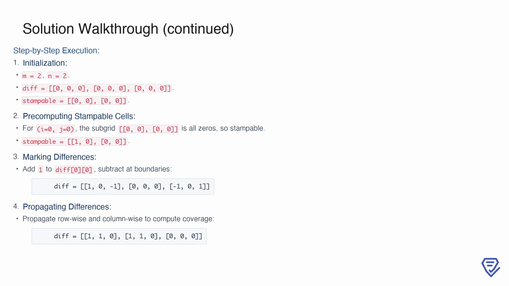This updates the stampable matrix to indicate this valid placement. Next, we mark the differences in the diff matrix to account for this stamp. At the top left corner, 0, 0, we increment its value by 1 and adjust boundaries to subtract appropriately, resulting in a new diff matrix. After this, we propagate the differences row-wise and column-wise, computing cumulative sums to finalize the coverage. The updated diff matrix now reflects the full coverage of the grid.